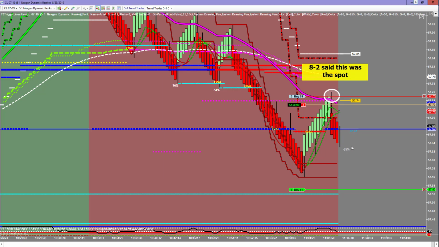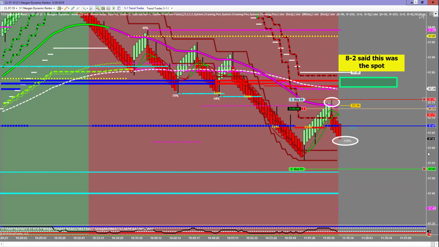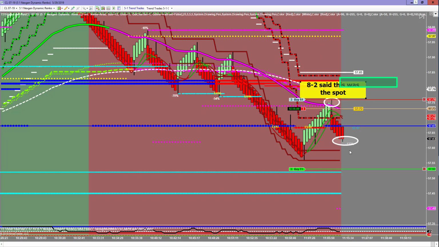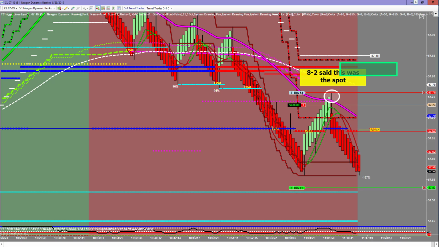And again, if we get divergence, then that's going to be the end of the trade, and it'll go up to the second spot, and then we'll go short again up here. But 8-2 said this was the spot. If you were waiting for a higher number, you got screwed out of your money. You missed it. Agreed? And we don't want that. We don't want you to miss your money because you get the wrong spot. 8-2 says it's the right spot.